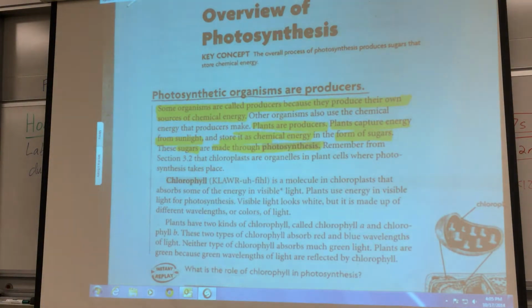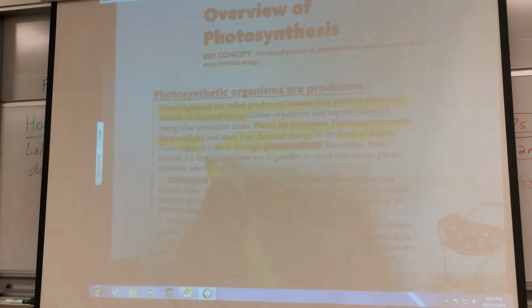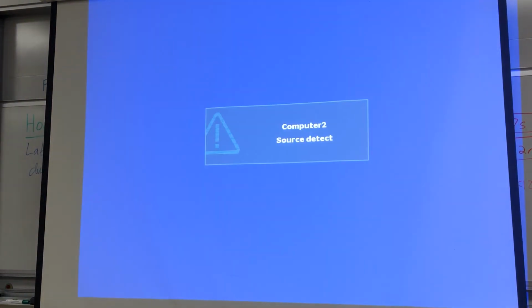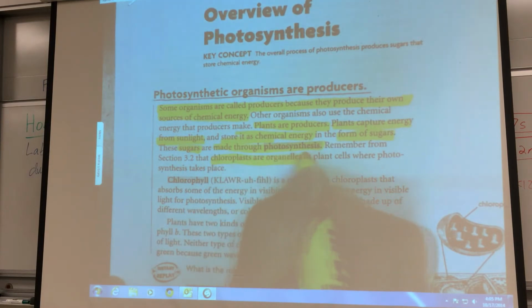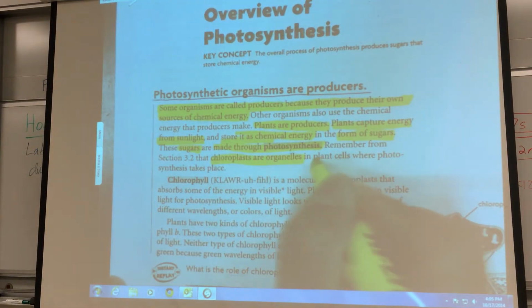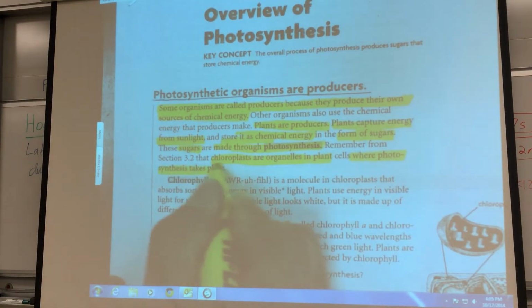And then also in this case, it's calling back students' knowledge of chloroplasts, which they know are organelles in plant cells, and this is telling them that photosynthesis occurs in those parts of the plant. So chloroplasts are organelles in plants where photosynthesis takes place.